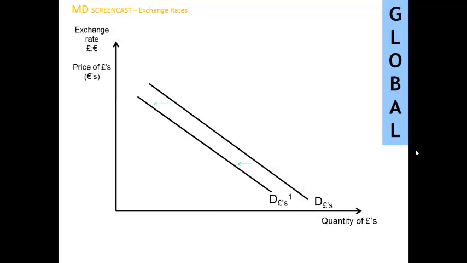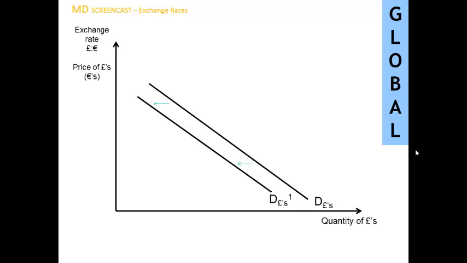A fall in demand for pounds is shown by a shift to the left of the demand curve. Fewer pounds are demanded at each and every euro price. Possible causes of this could include UK products becoming less internationally competitive. There'd be a fall in demand for UK exports, so therefore there'd be a fall in demand for pounds by holders of foreign currency, including euros.